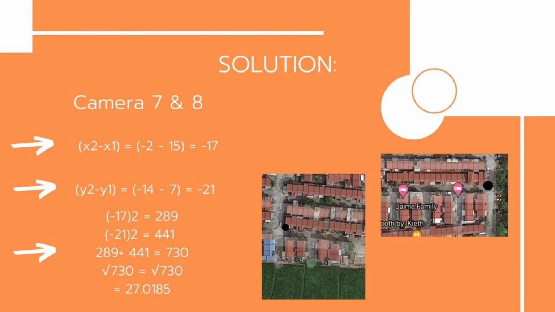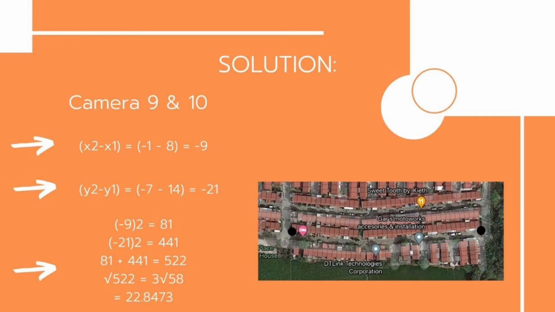Next, camera 7 and 8. X sub 2 minus x sub 1 is equal to negative 2 minus 15, which is negative 17. Y sub 2 minus y sub 1 is equal to negative 14 minus 7, which is negative 21. Negative 17 to the second power is 289. Negative 21 to the second power is 441. 289 plus 441 is 730. And the square root of 730 is 27.0185.